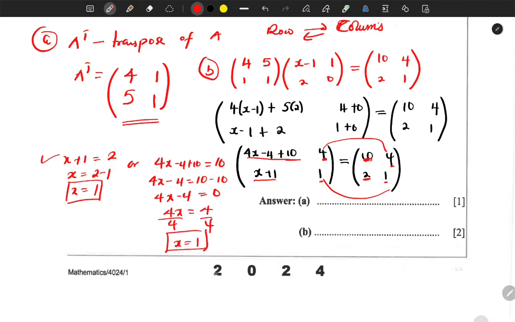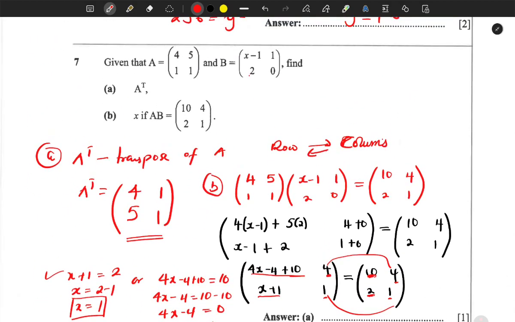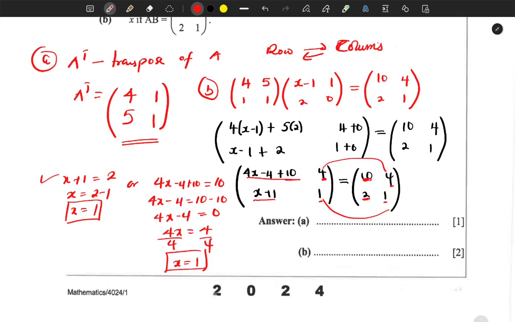How do you know that you are getting the exact value of x? Try to go back and substitute here. If I put 1 here, am I getting 2? Yes, I'm getting 2. If I put 1 here, am I getting 10? Of course, this becomes 4 minus 4, 0, and I will make it 10. So I'm doing something correct.